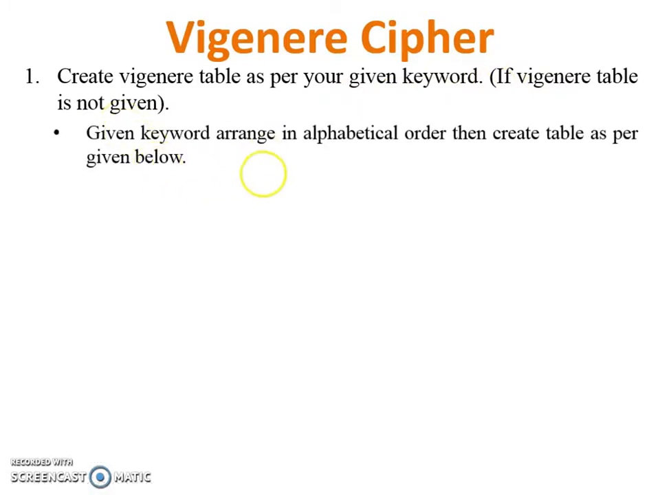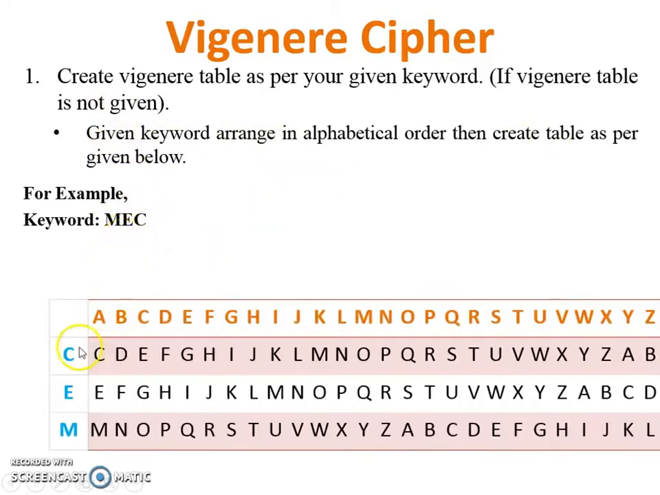Encryption process of the Vigenere cipher. First of all, create the Vigenere table as per your given keyword if the table is not given. If the table is given, there is no need to create a table. Arrange the given keyword in alphabetical order, then create the table. For example, the keyword is MEC. As per the rule, arrange the given keyword in alphabetical order, so you can see that it becomes CEM.